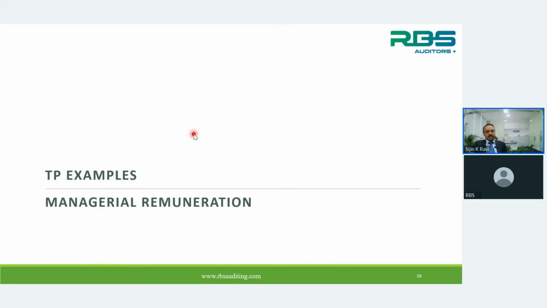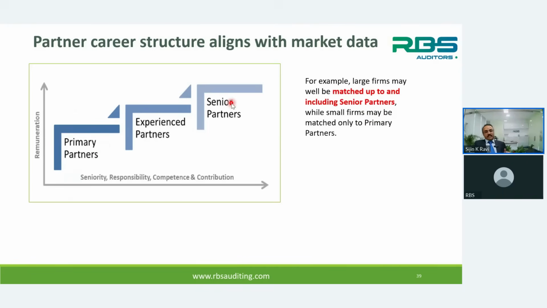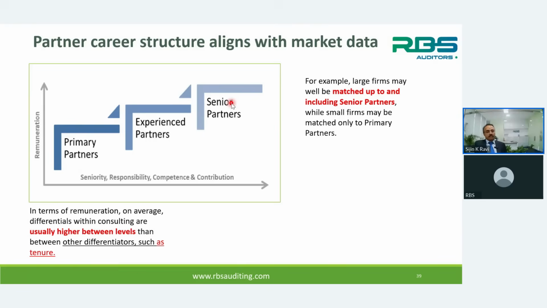Now we look at a TP example, managerial remuneration. If you see the category, we can broadly categorize into primary partners, experienced partners, and senior partners. In the case of a big company or large firm, you can see the three levels of primary, experienced, and senior partners. But in the case of a small company, maybe there is only a primary partner or an experienced partner. So depending upon the size of the company, the partner levels will vary.